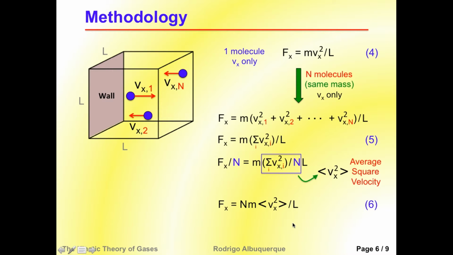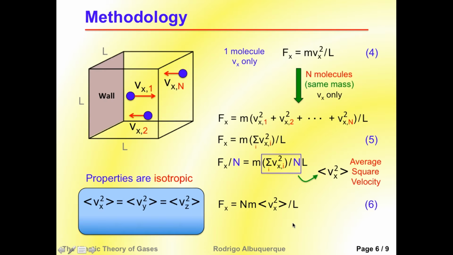particles, of all molecules. Now let's recall that properties are isotropic, as one of the basic assumptions I made in the beginning of this lecture, which means the average velocity in the x direction is the same as in the y direction, is the same as in the z direction. There's no reason why the average velocity of all molecules would be higher in the x direction than in the y direction. All of them are equal.